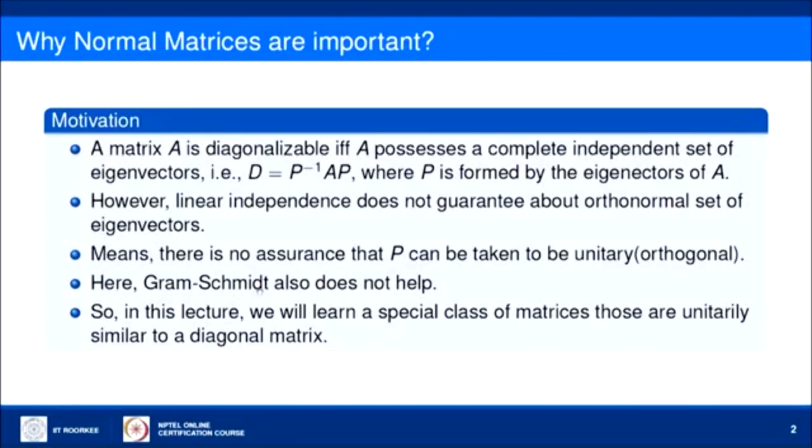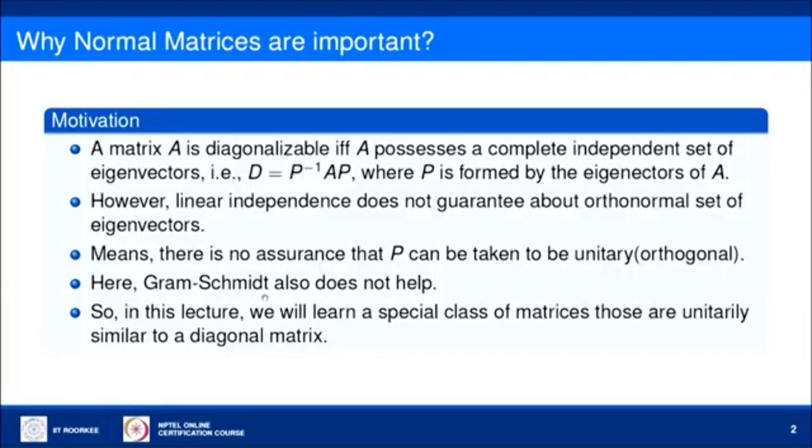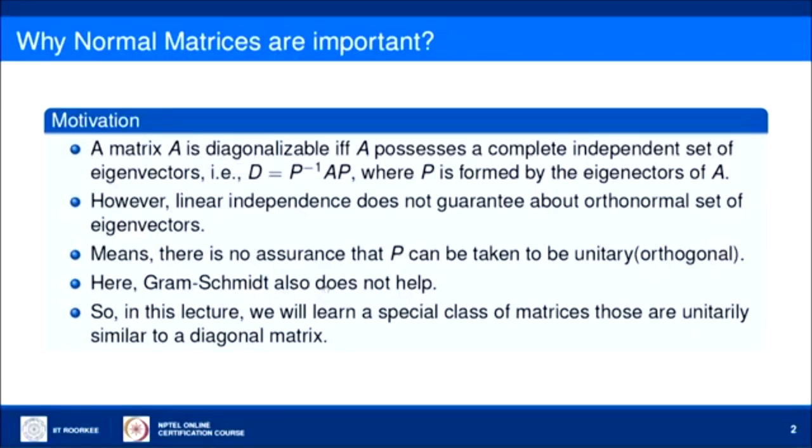We have learned the Gram-Schmidt process, from which we can convert a set of n linearly independent vectors into n orthogonal vectors or n orthonormal vectors. If you have n linearly independent vectors and you apply the Gram-Schmidt process, then you will get a set of n orthonormal vectors. But there is no guarantee that if the earlier set is n linearly independent eigenvectors, then the resulting set will have n orthonormal eigenvectors. So here Gram-Schmidt also does not help.